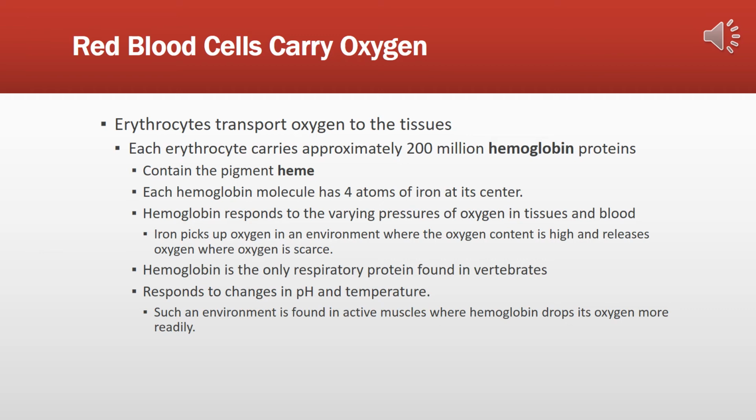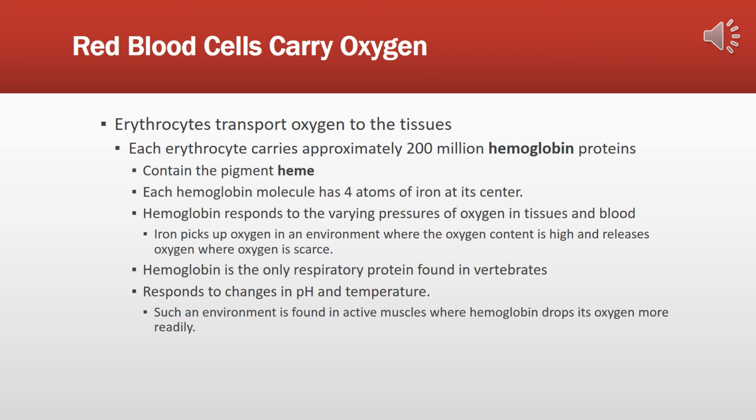Now each of these heme groups is attached to an ion of iron, such that each hemoglobin molecule has 4 atoms of iron at its center, and it's actually this ion of iron that allows hemoglobin to bind to oxygen, because iron has a positive charge, whereas oxygen has a negative charge. Essentially, blood is red for the same reason that rust is red, because when iron binds oxygen, this creates iron oxide, which is the chemical name for rust.